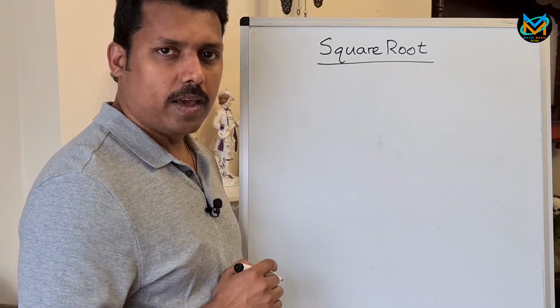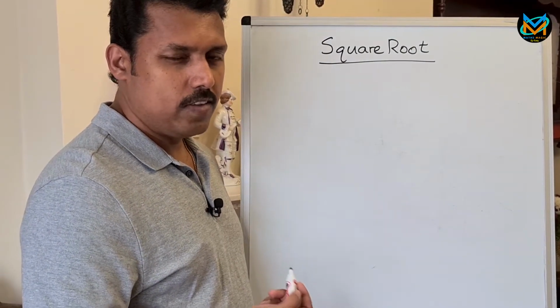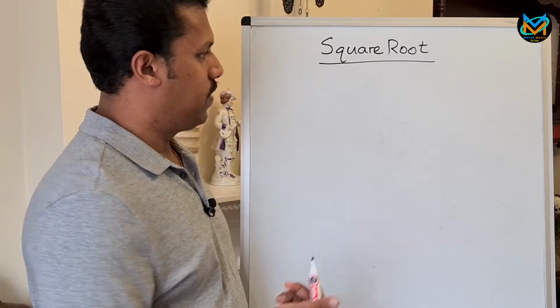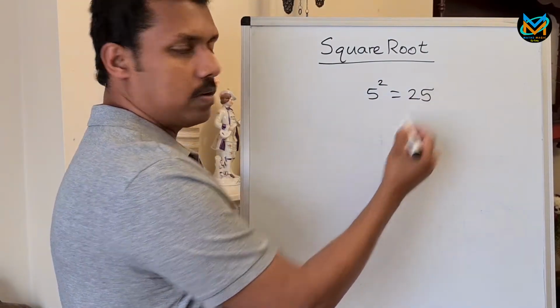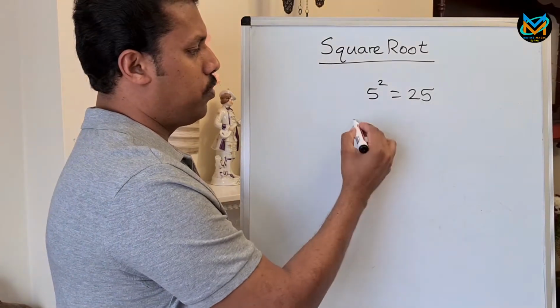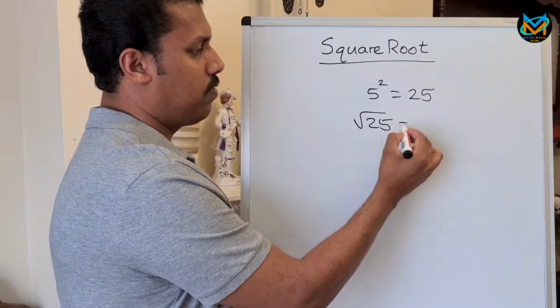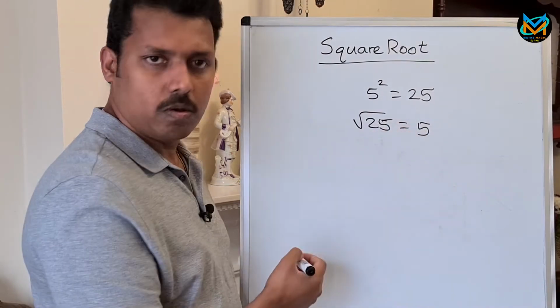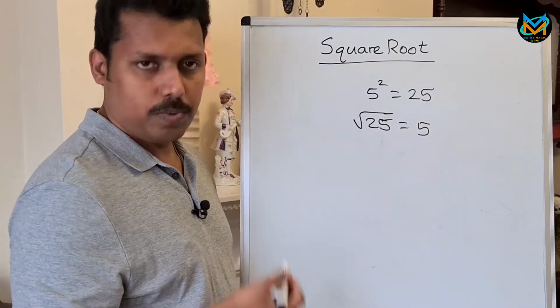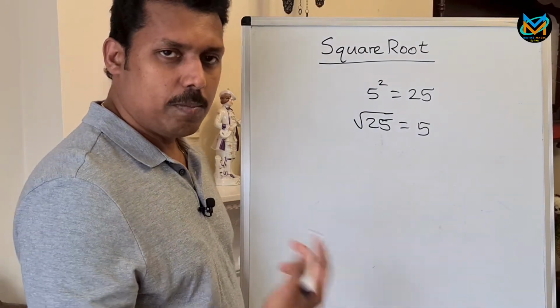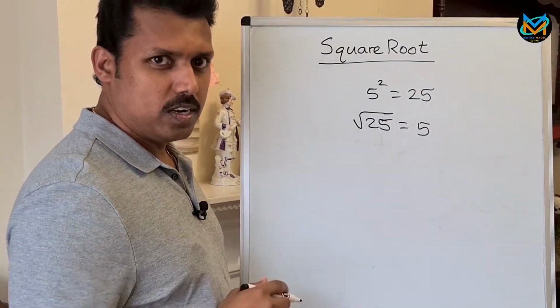First of all, let me explain what a square root is. If it is a perfect square, you can easily find it. For example, 5 squared is 25. So what is the square root of 25? We write: square root of 25 is 5. That is what square root means. You can easily find the square roots of perfect squares up to 100. Above 100 there's a different way that I will do in a different video.